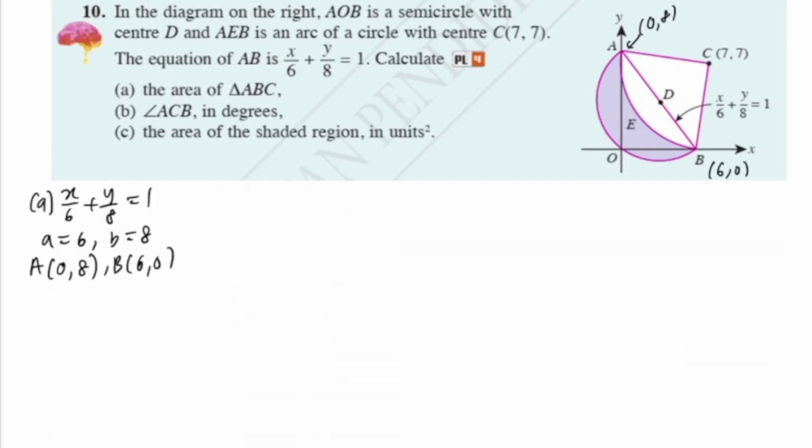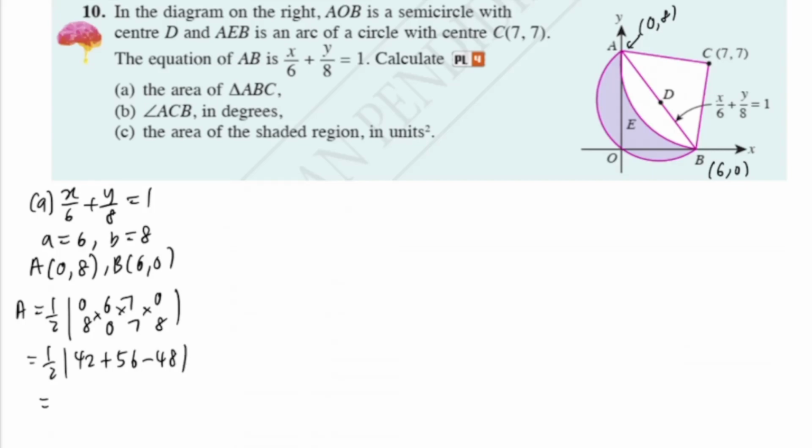Okay. Now, to find the area of triangle, I'll just use half. Let's say I use A, B, C. The order I start off with is 0, 8, 6, 0, 7, 7. Repeat point number 1. So let's multiply downwards. This is 0. This is 42. This is 56. Then you minus this way up. 48. This is 0. This is 0. My answer is 25 square units.